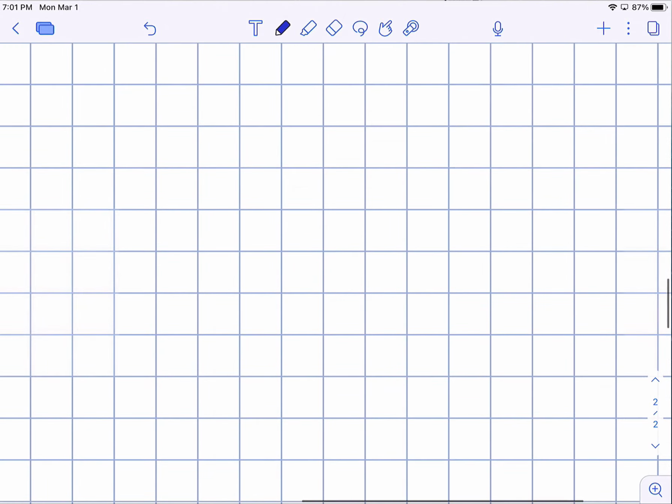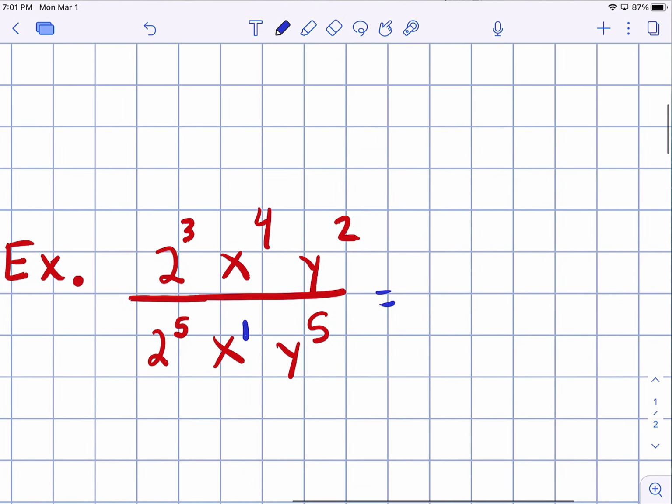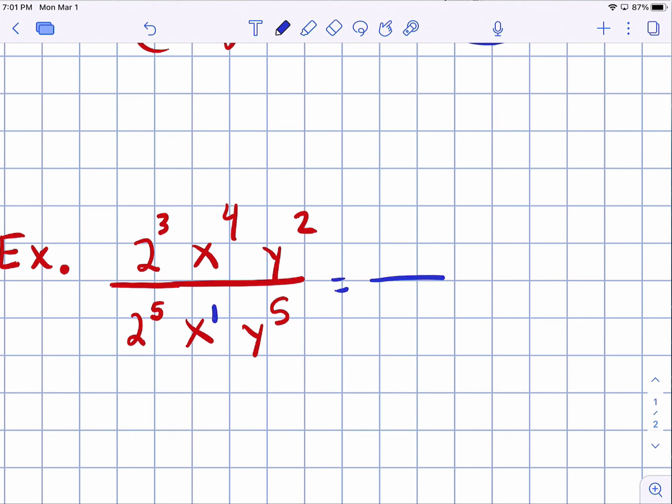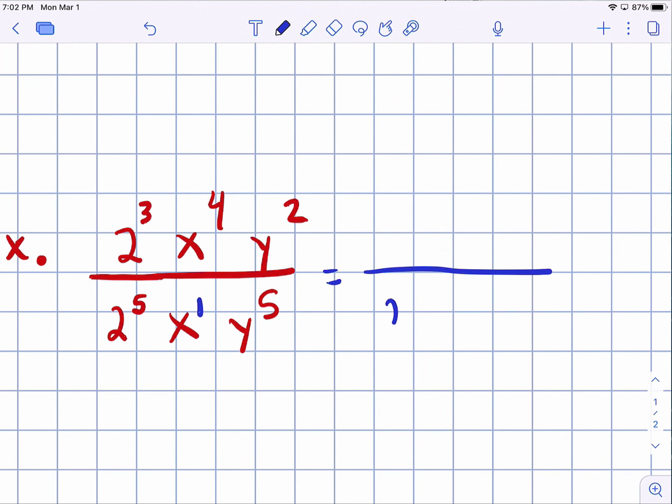Here's what I like to do. I look at it this way. I am still going to subtract all my exponents just like it says to do. But what I look at is where is there more? I have 2 to the third in the numerator and 2 to the fifth in the denominator, right? So that means there's more in the denominator. The difference between 5 and 3 is 2. And since there's more in the denominator, I'm going to leave 2 to the second power in the denominator.